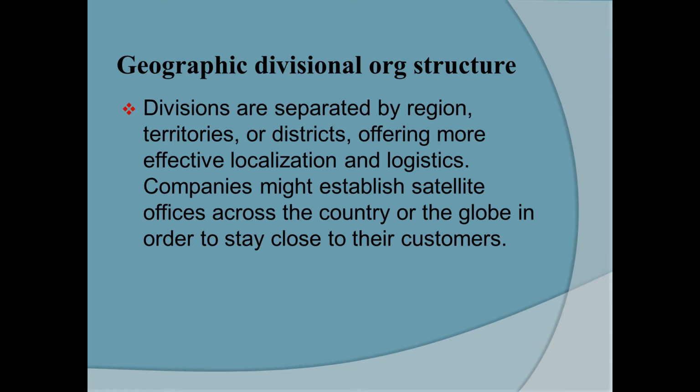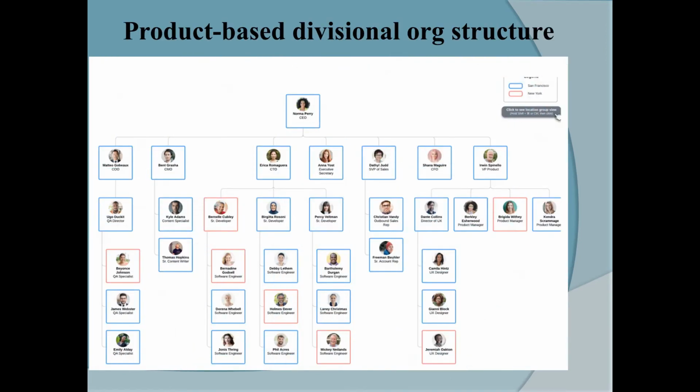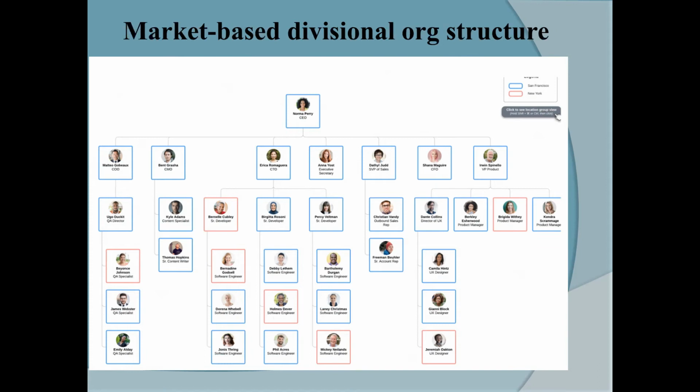Normally, in our country, we have the food products like Jollibee, McDonald's. So they are also adopting this geographic divisional organizational structure. So on the food chain companies, we also have this one, the geographic one. We have the San Francisco and New York. Okay.